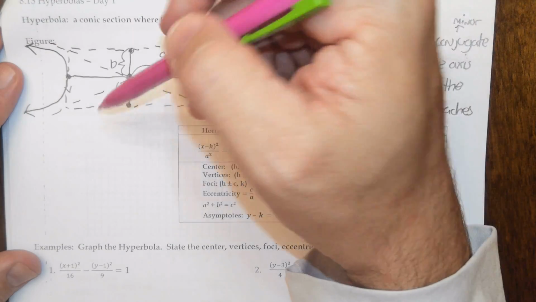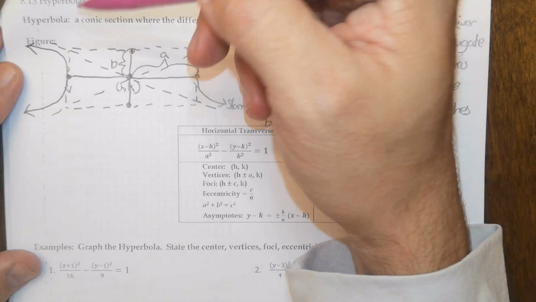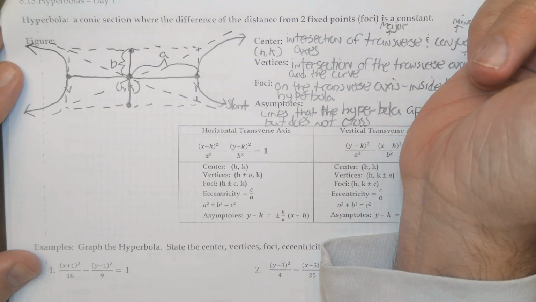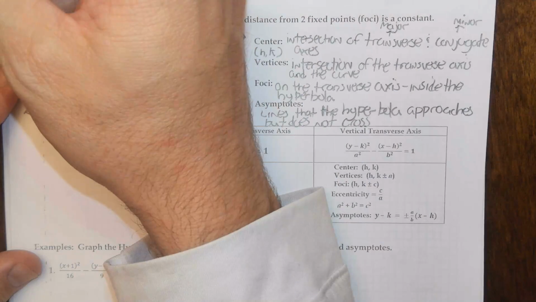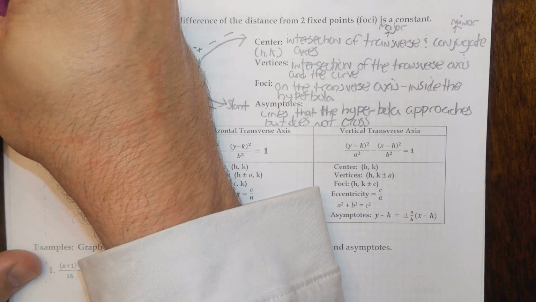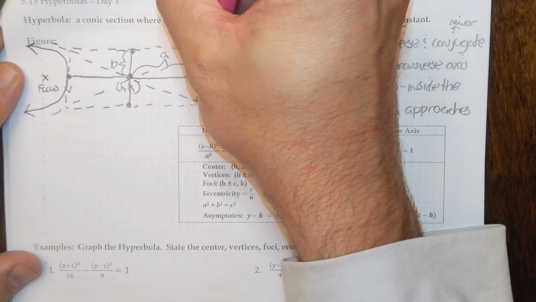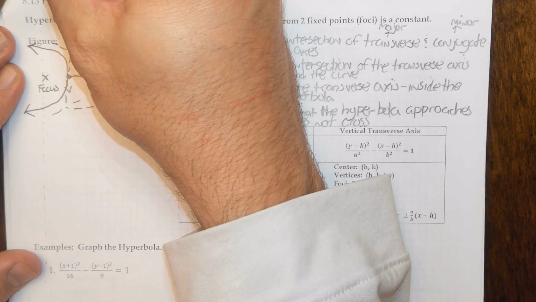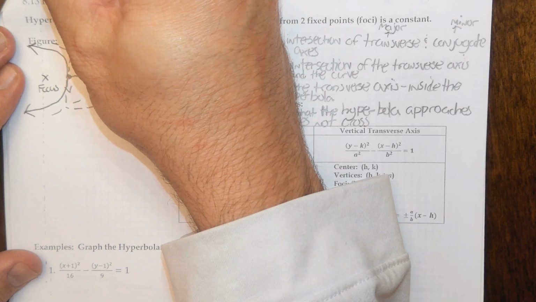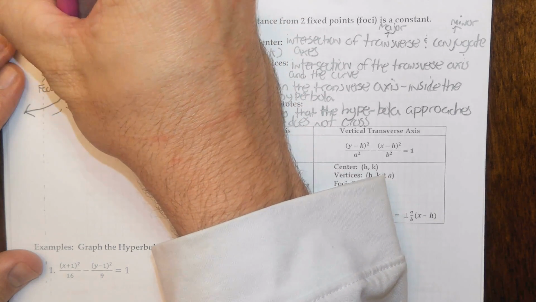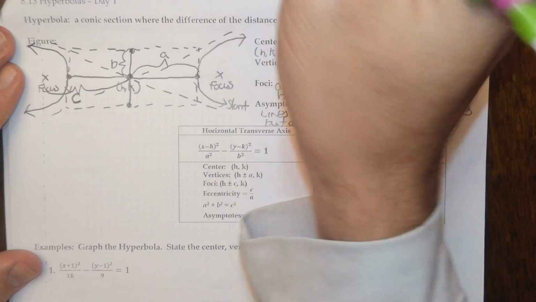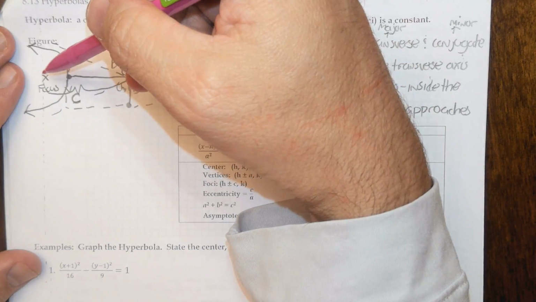And I don't even label co-vertices with hyperbolas because, again, the only reason you need B is to help you draw your slant asymptotes. Now, where is our focus? Our focus is always inside the hyperbola, like we talked about, always inside. And the distance from the center to the focus, that would be C.